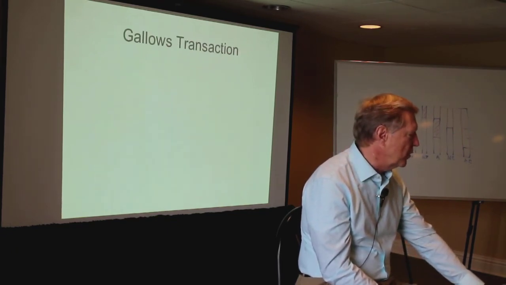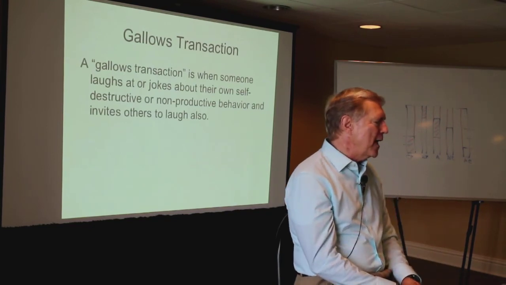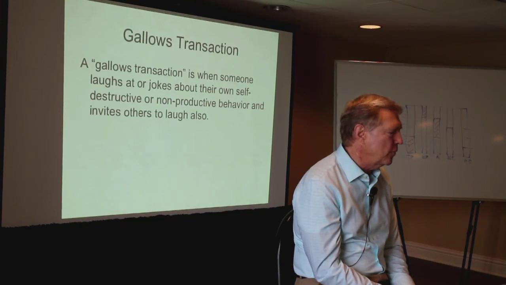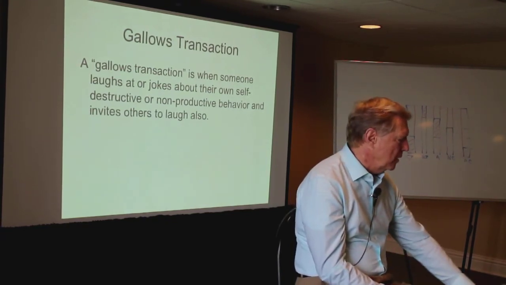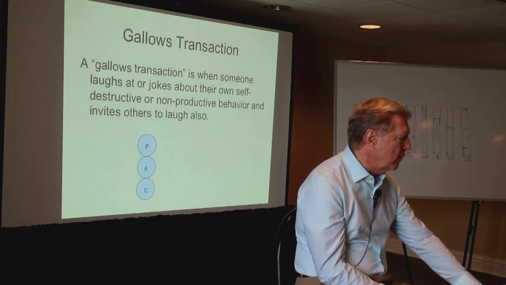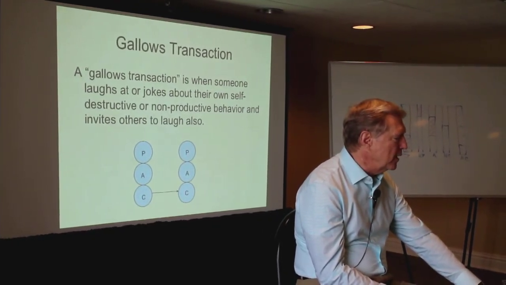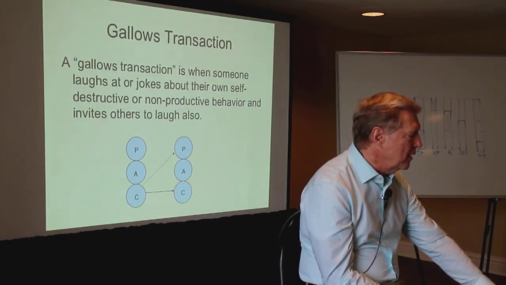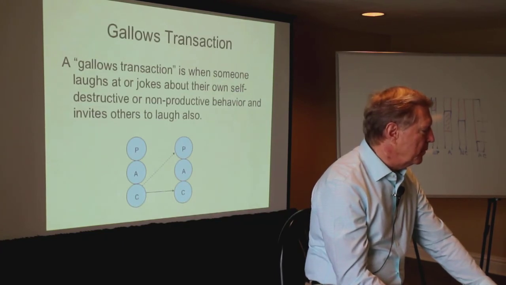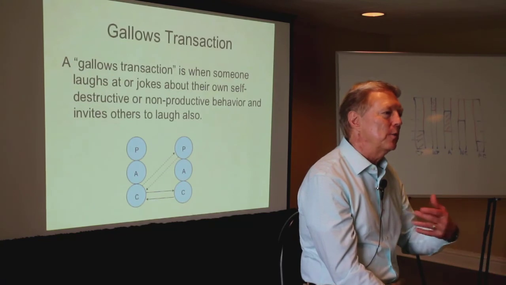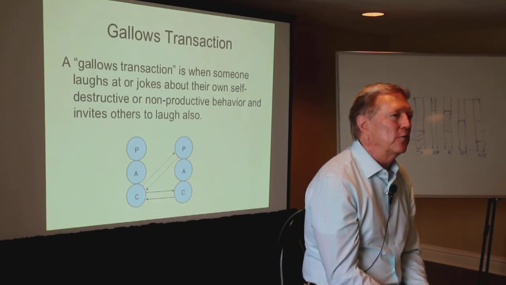There's one other type of transaction that's very important to know about in therapy, which is called a gallows transaction. This is when someone laughs at or jokes about their own self-destructive or non-productive behavior and invites other people to laugh also, which helps to reinforce the behavior. A classic example is that sometimes alcoholics will tell funny stories about their latest binge, and they're doing that to entertain the people they're talking to and to get them laughing. But the psychological level message up to the other person's parent is, aren't you pleased with my self-destructive behavior? And by laughing back, the person is saying, yes, I am. Keep it up so I can be entertained. But it's really a very dysfunctional thing for the person because they're getting reinforced in very negative, destructive behavior.